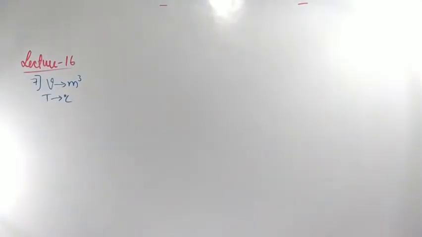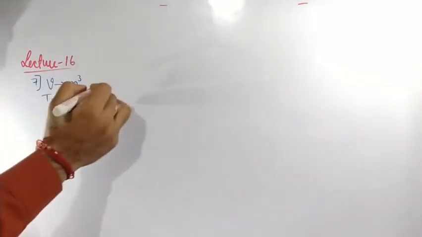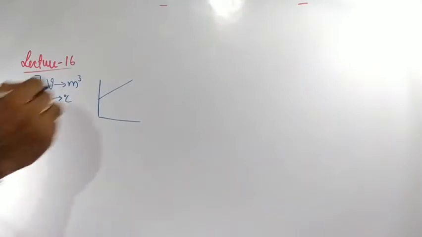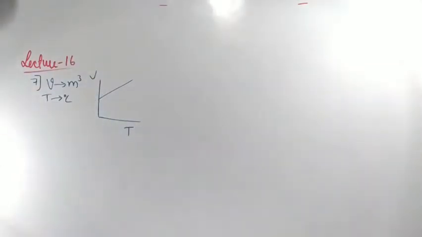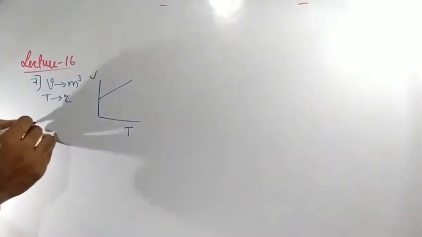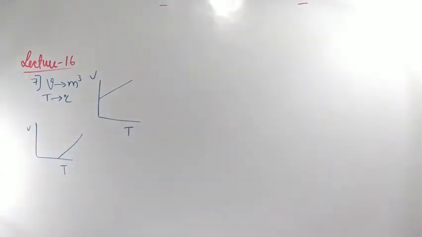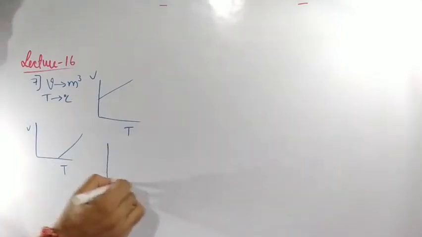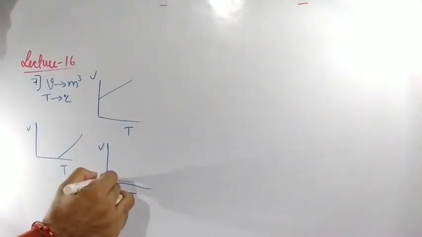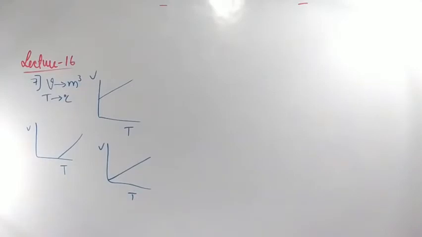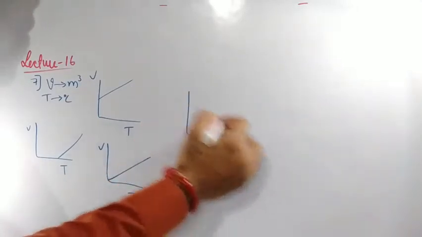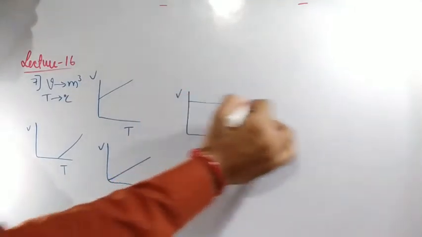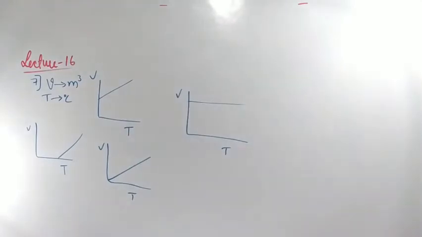Now the four options stand as follows. The first option is like this: volume, and here temperature they had taken. Option B, volume temperature. Option C, linear in this manner, and option D, volume temperature, it is in this manner.